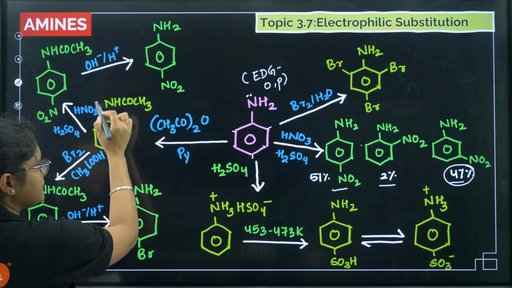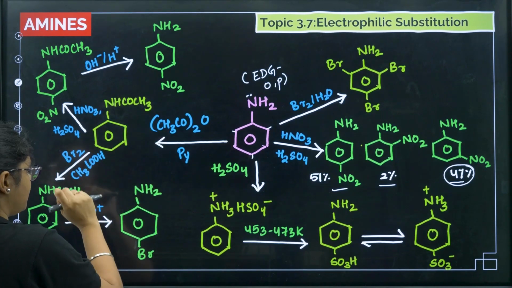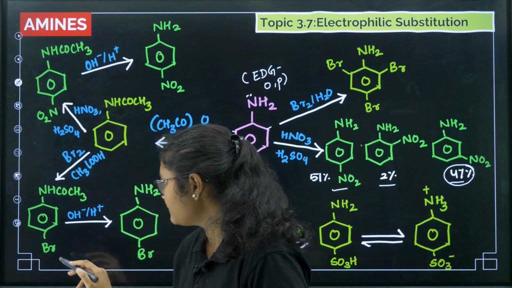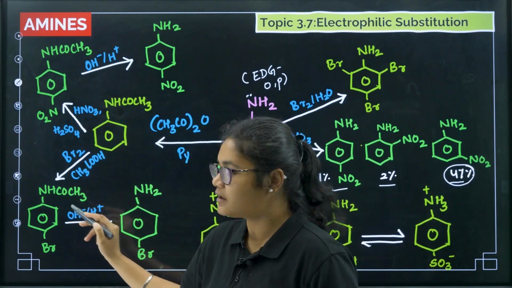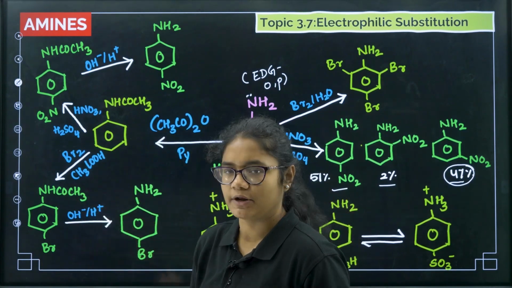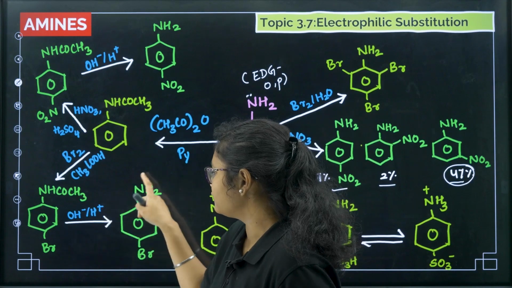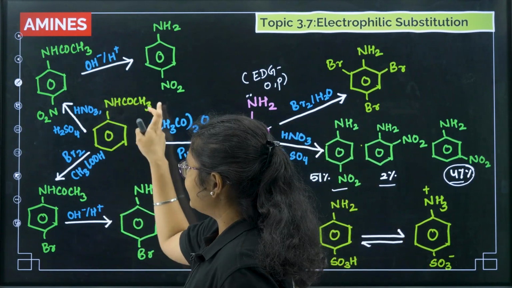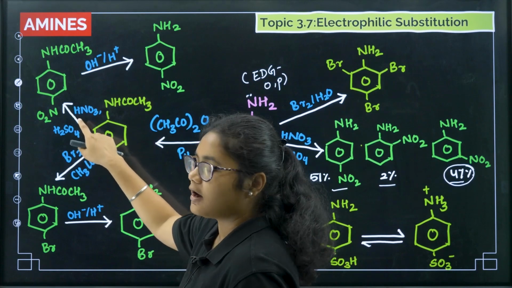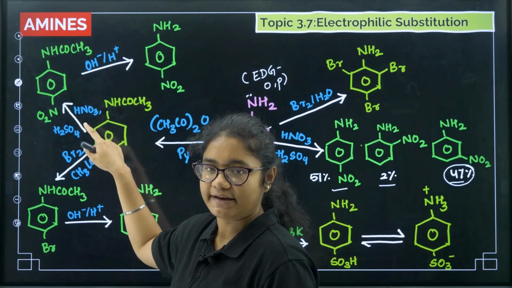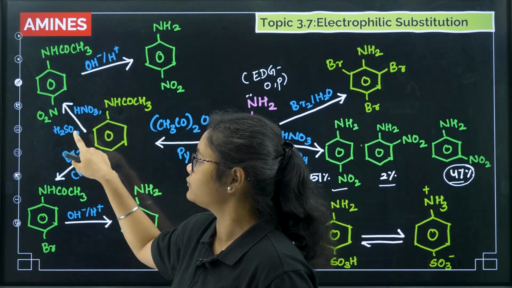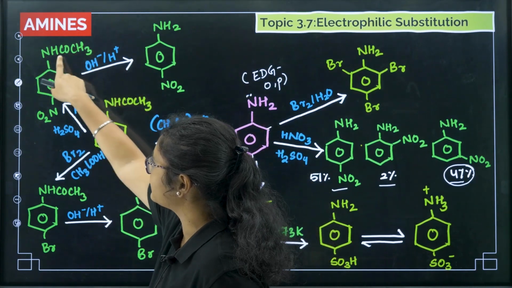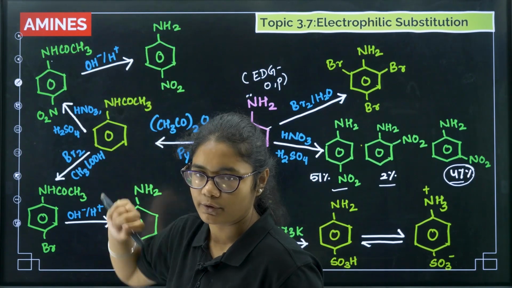Now after getting this one, if you treat it with bromine in presence of acetic acid, then you will get para product, okay. Then if you want the NH2 back, you just treat it with OH minus or H plus, then you will get NH2, okay. Similarly, if you have this NHCOCH3 and you treat it with concentrated HNO3 and H2SO4 for nitration, you will get only para product and then you can convert this one to NH2 group like this, okay.